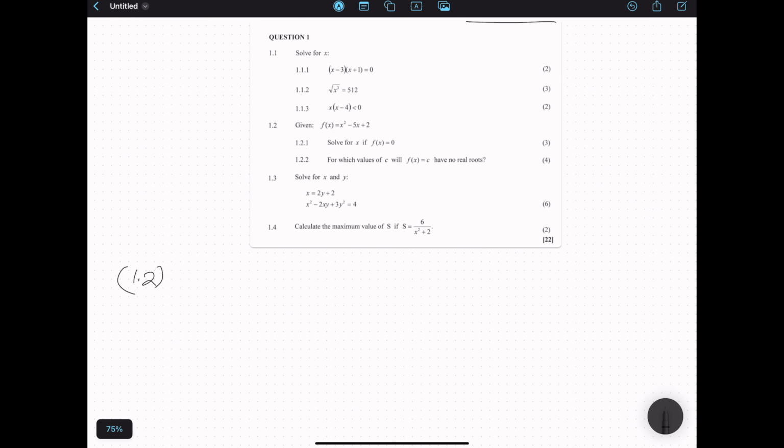So 1.2, we are given that f(x) = x squared minus 5x plus 2. Simplifying that is not going to be a problem. The first question, 1.2.1, says solve for x if f(x) equals 0. f(x) is this function. If it equals 0, that means x squared minus 5x plus 2 equals 0. So they are asking you to solve this.